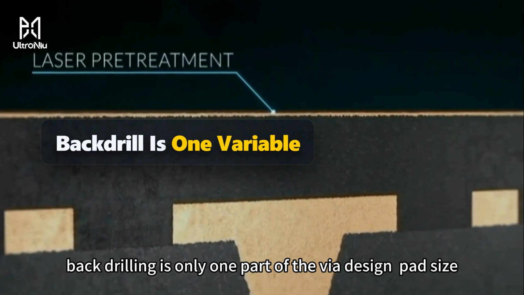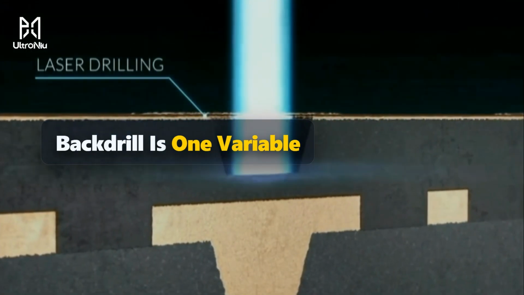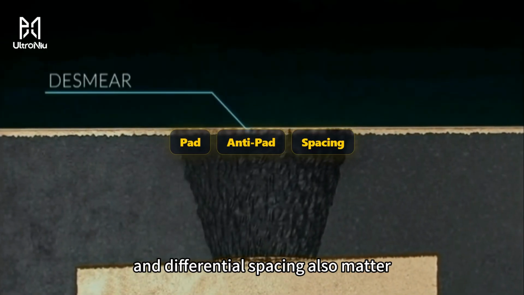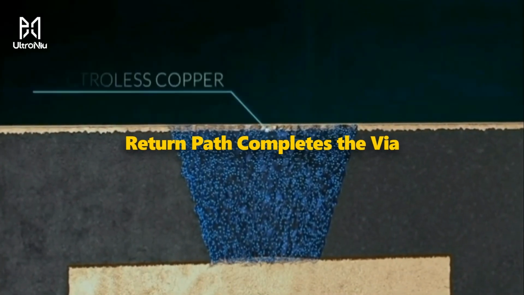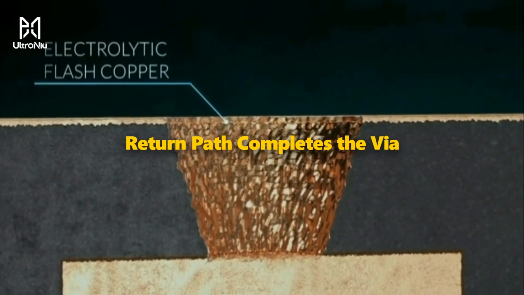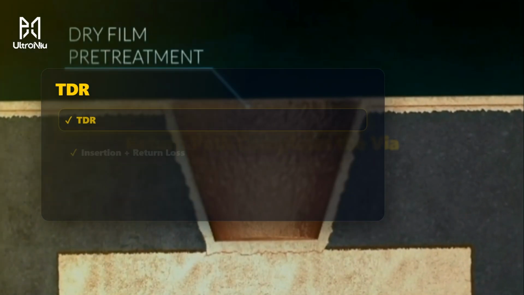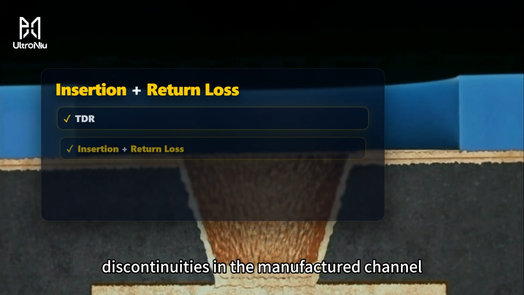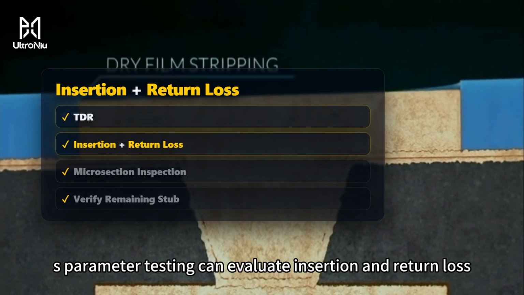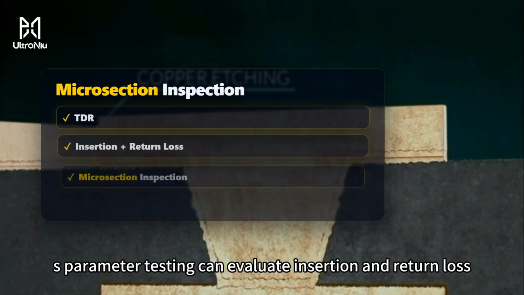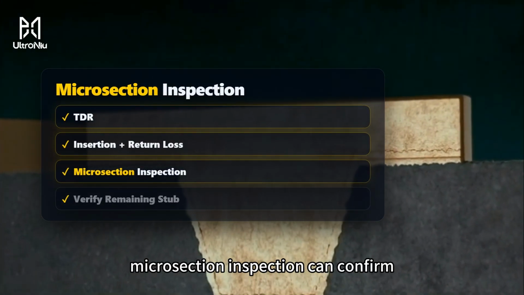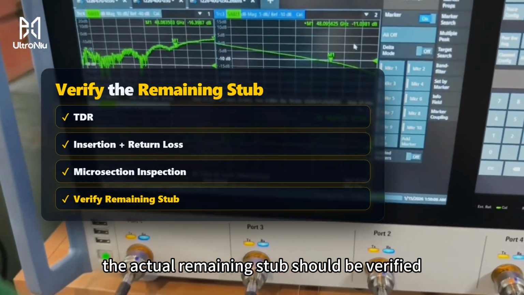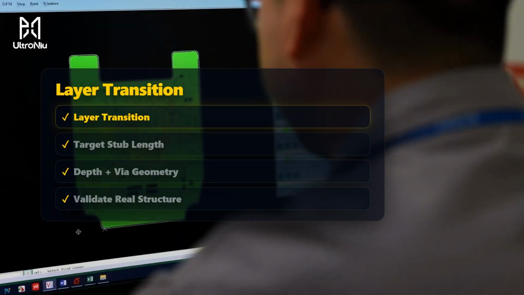Backdrilling is only one part of the via design. Pad size, anti-pad geometry, and differential spacing also matter. Return vias and reference plane continuity complete the transition. TDR can help identify impedance discontinuities in the manufactured channel. S-parameter testing can evaluate insertion and return loss. Microsection inspection can confirm the actual drilled structure. The actual remaining stub should be verified, not assumed.